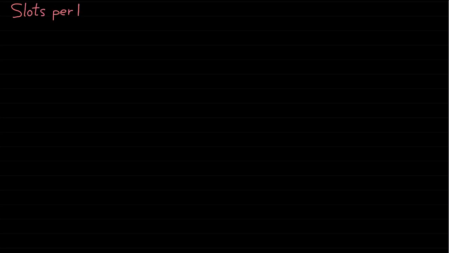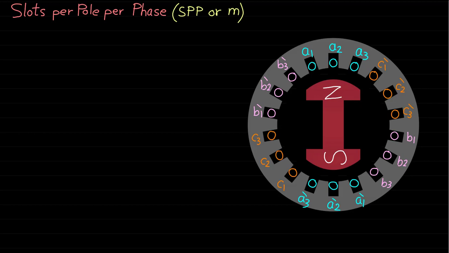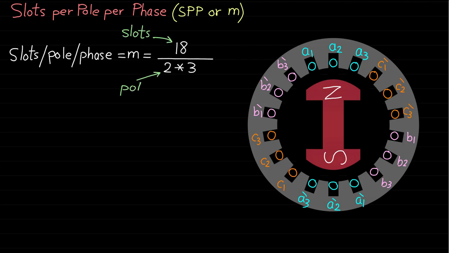Now let's calculate the slots per pole per phase of this distributed armature winding machine. Since this machine represents a 2-pole, 3-phase machine and consists of 18 slots, the slots per pole per phase, represented by M, will be equal to 3 slots.